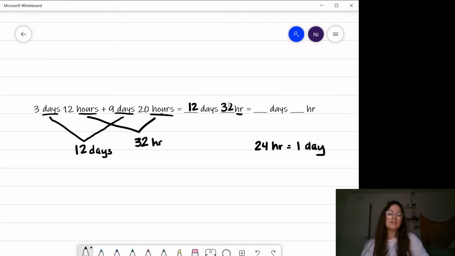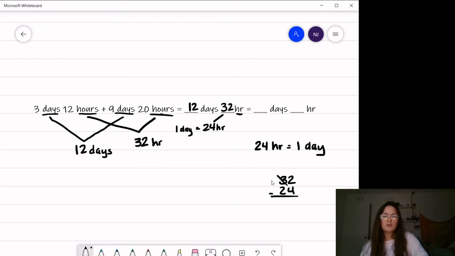Do I have enough hours here to make one more day? Yes, I do, because I only need 24. I've got 32. I have more than enough. So I'm going to pull out 24 hours here to make one day. And I am going to subtract off to the side because I have 32. I took away 24. And I'm left with 8 hours after pulling out those 24 hours to make another day.